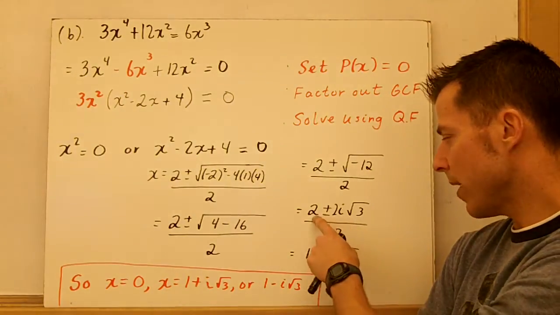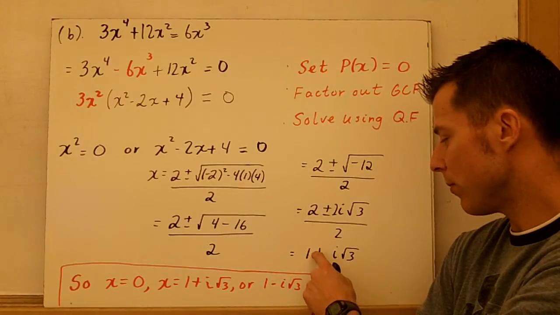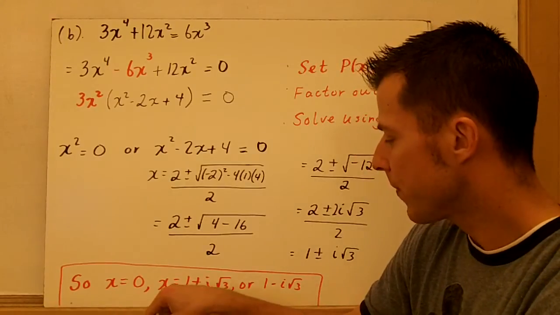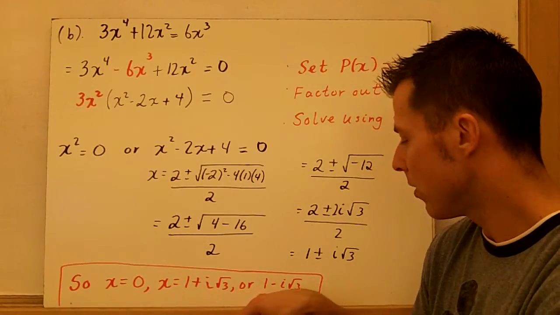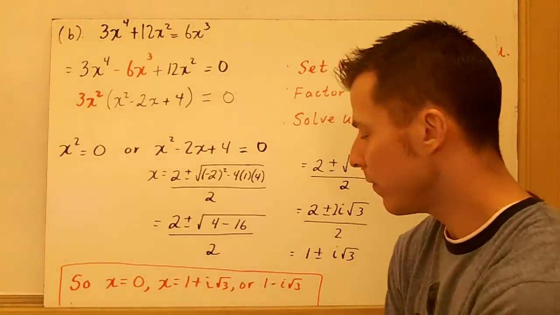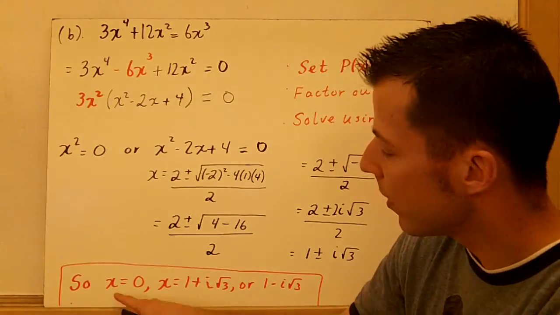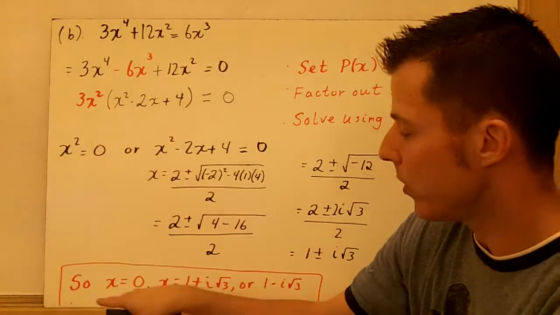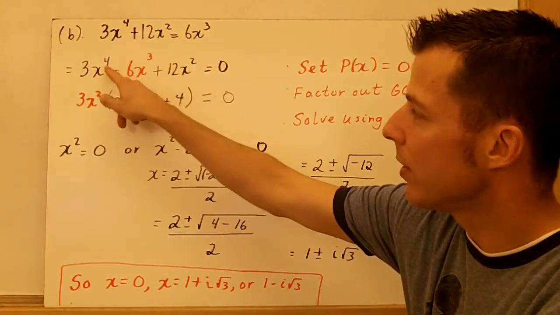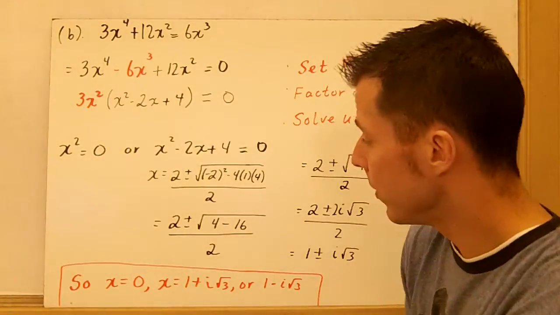And then each term is divisible by 2, so that's why I have the 1 plus or minus i root 3. So you have x equals 0, x equals 1 plus i root 3, or x equals 1 minus i root 3, and you found these two imaginary solutions by using the quadratic formula. And remember, x has a multiplicity of 2, but we just have to state that 0 once. And that's important because we're going to talk about that degree and its significance to the number of zeros you can have in a polynomial later on.